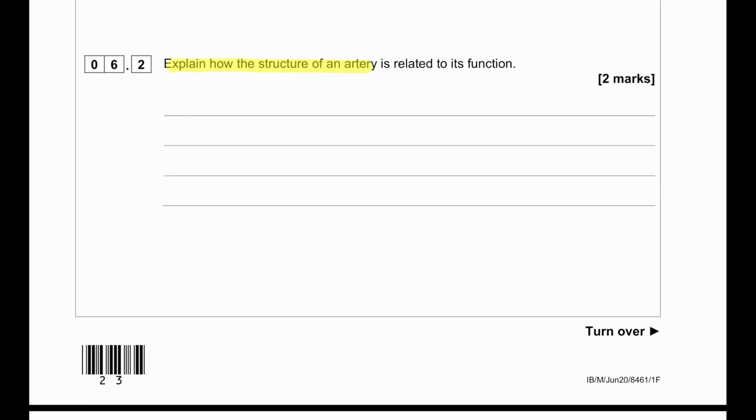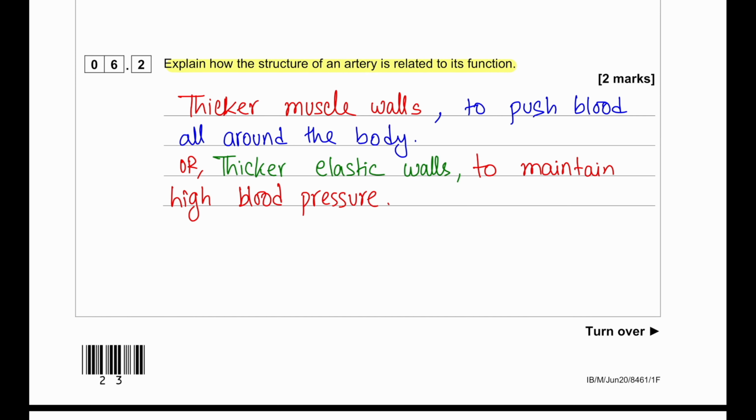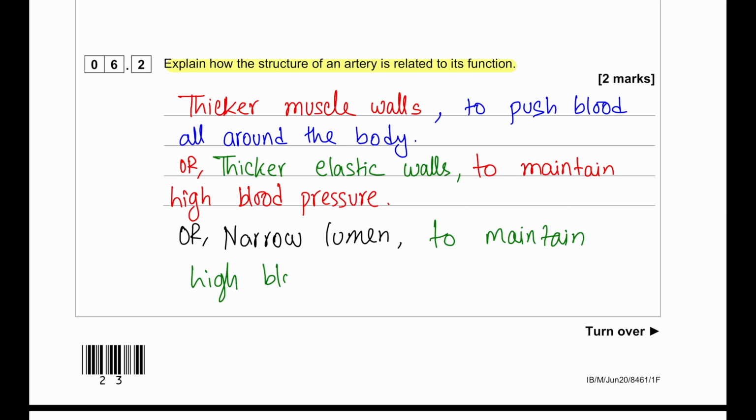Explain how the structure of an artery is related to its function. The artery consists of a thick muscular wall. The thick muscular wall can push the blood all around the body. It also has thick elastic walls which can withstand high pressure and maintain high pressure. The artery has a narrow lumen which allows it to maintain high blood pressure.